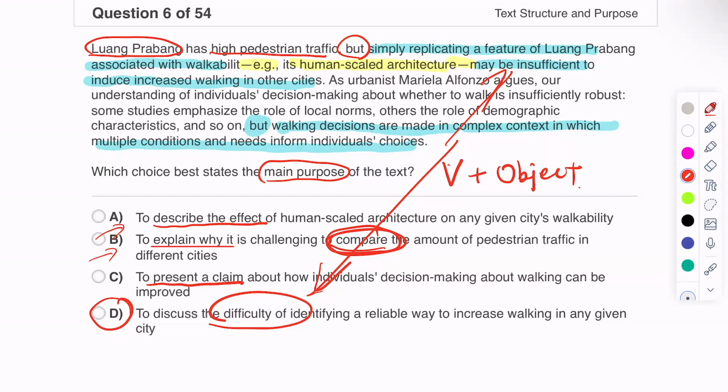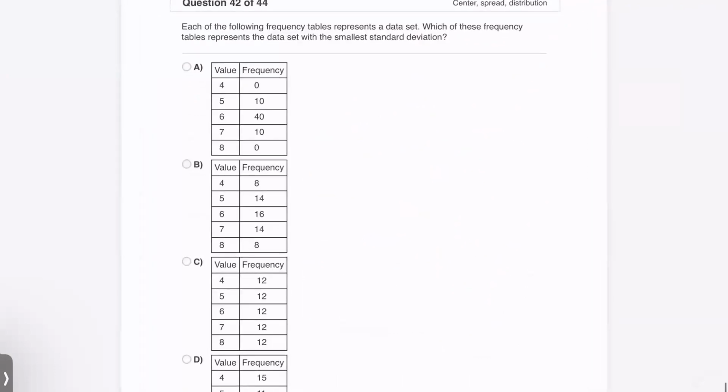The answer is D. Okay, so guys, let's review a term. What's called standard deviation?